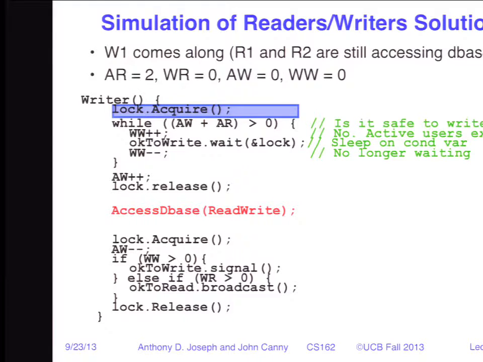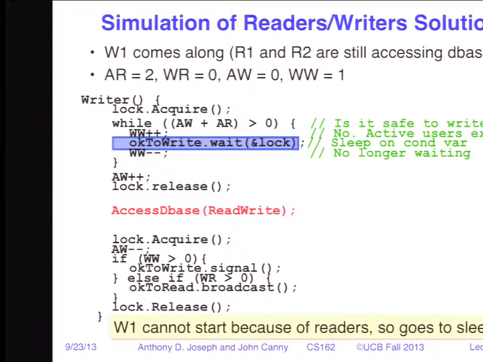And remember, reader 1 and reader 2 are still in the database, so active readers is 2. So it acquires the lock. Then we do this check. Active writers, that's 0, that's good. Active readers, that's 2. 0 plus 2 is greater than 0. So in this case, we are going to have to wait. So we become a waiting writer, and we wait on OK to write. Release the lock. Go to sleep. All of this occurs atomically.